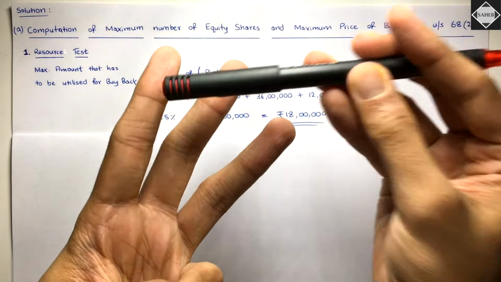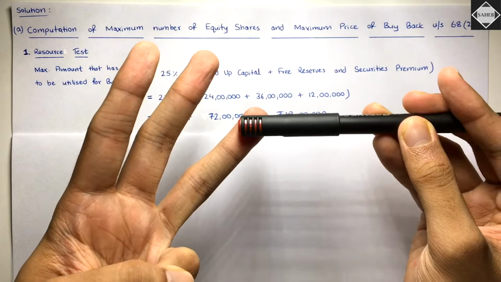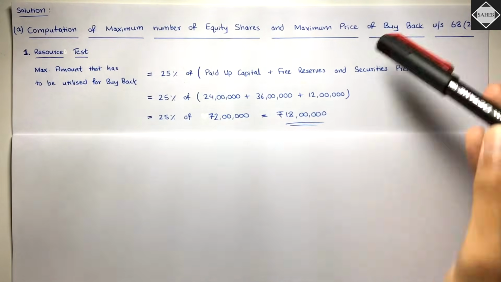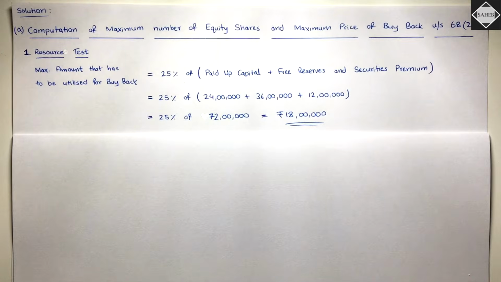Okay, resource test, shares outstanding test, and debt equity ratio test. Then only you'll be able to calculate those things. Fine. So let's begin with the resource test. Now first understand what does resource test mean. What is the logic of this?